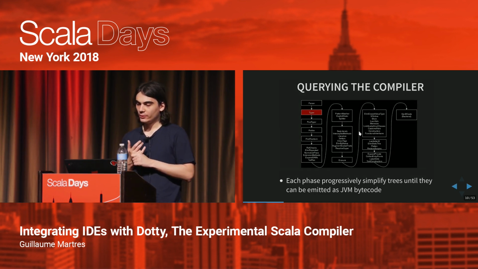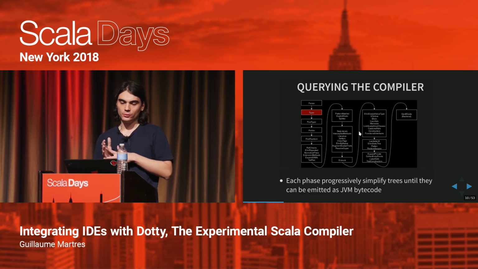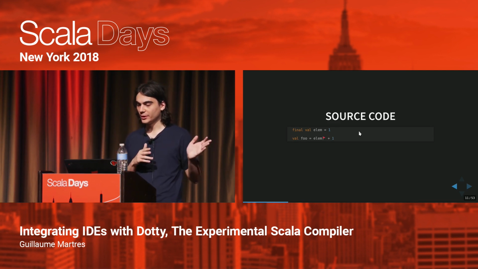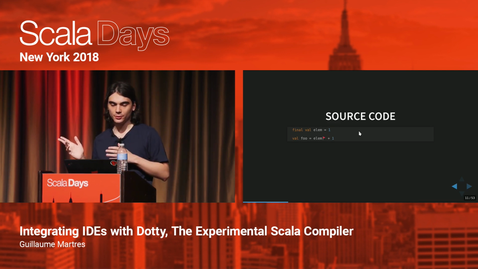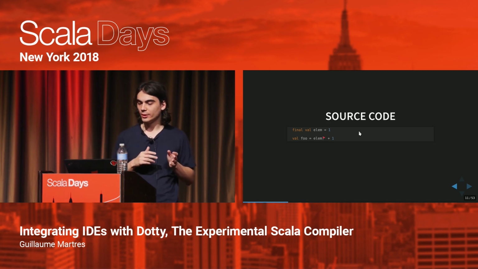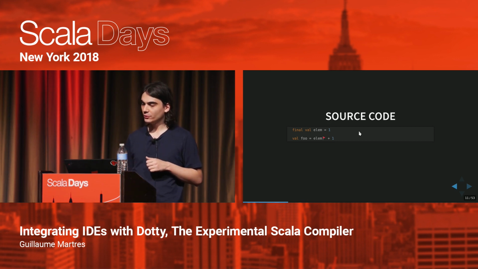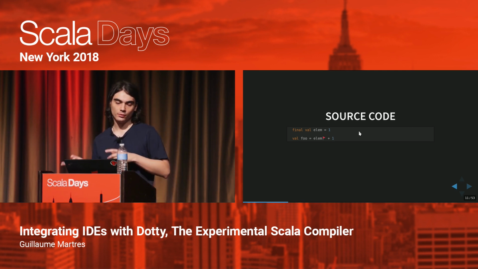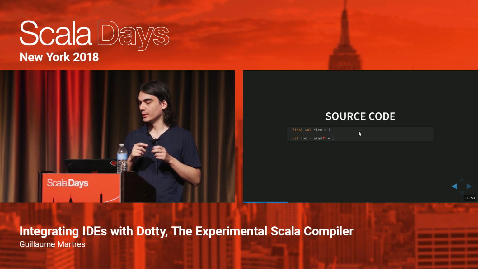So typer is the one we're interested in to do querying of a compiler, and I'll explain why. Imagine you have some source code. You have a final val called lm, whose value is 1, and some other val called foo, which references lm. And this little flag here is your cursor position in your IDE. At that point, the user makes a query. He wants to do a jump to definition. So he wants to go to the definition of lm.